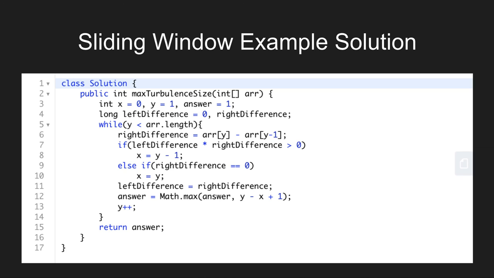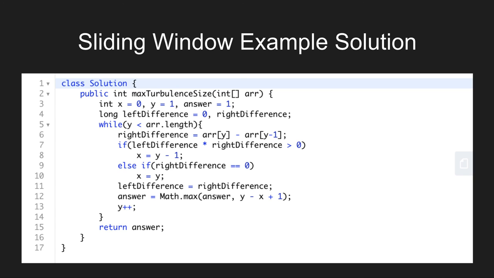So here we check if the product of the two is a positive value, then that means we want to shift over our window. We set our start pointer equal to our end pointer minus 1, because our end pointer minus 1 can still be included in the next window. It is still unknown whether it has met the criteria to be a turbulent subarray from that point on.